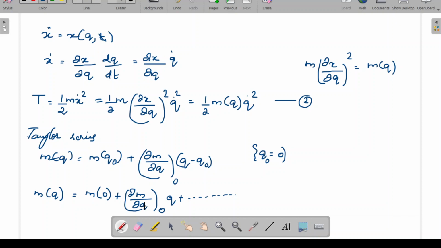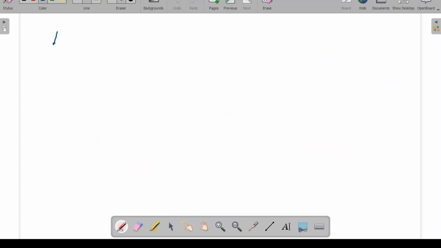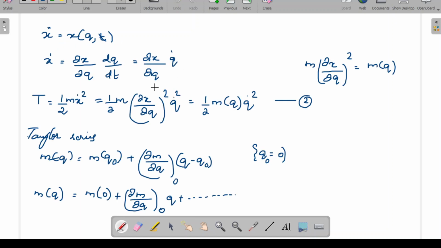So now we are going to write the Lagrangian of this one-dimensional harmonic oscillator, as we got the T and the V. Writing the Lagrangian, L is equal to T minus V. So T is half m of q, and m of q is m0 plus dou m by dou q like this, right? I forgot one thing here also. If I put this, instead of m of q I can write m0 plus dou m by dou q at 0 into q, then q dot square.